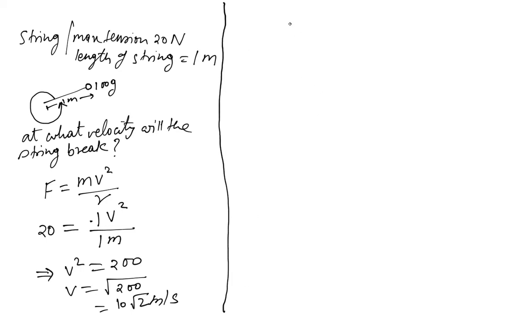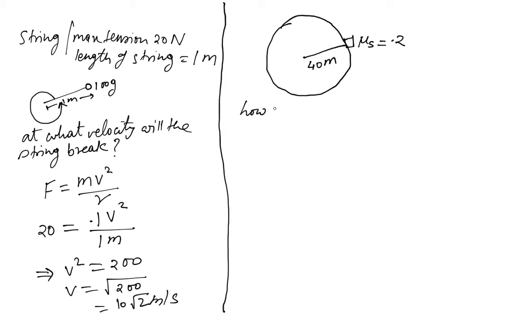Let's say we have a racetrack, and this racetrack has a radius of 40 meters, and there is a car which is running on this track. This car is running on the ground, so the coefficient of static friction is, let's say, 0.2. And the question is, how fast can the car go?